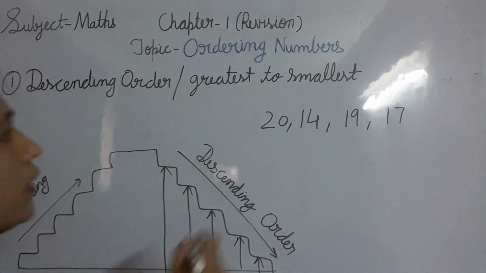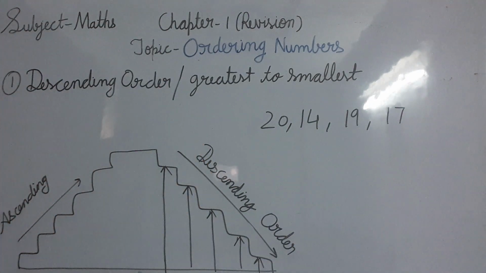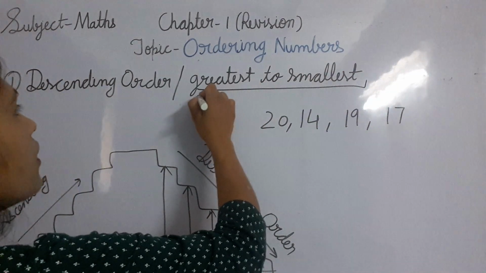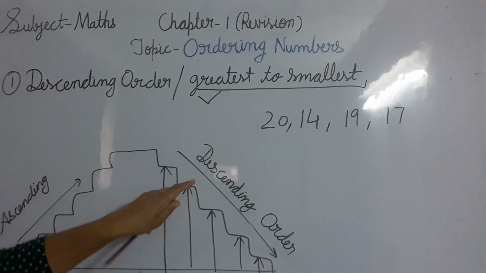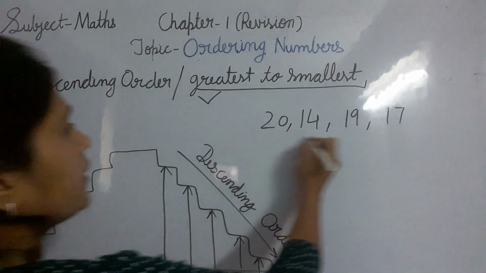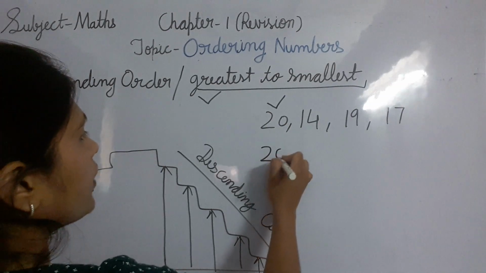So take an example, 20, 14, 19, 17. We have to arrange these numbers greatest to smallest. To find the greatest to smallest number, we have to see only the greatest number. Like in ascending order, we were finding only the smallest number, here in descending order, we have to find only the greatest number. Okay, so which is the greatest number here? 20. So make a tick and write 20 here.